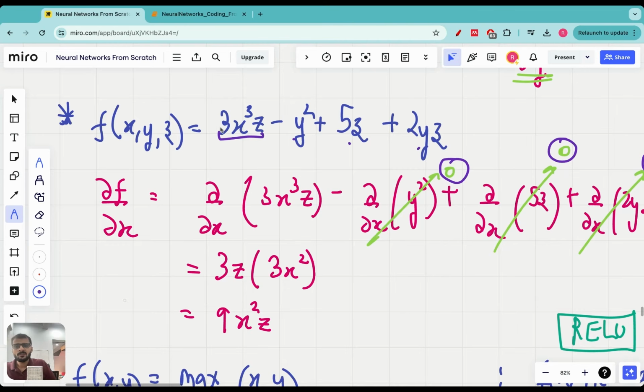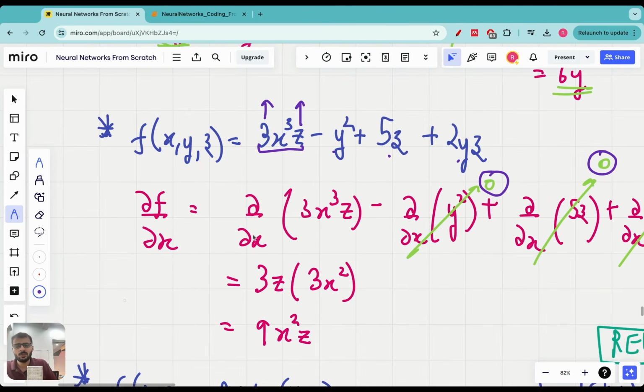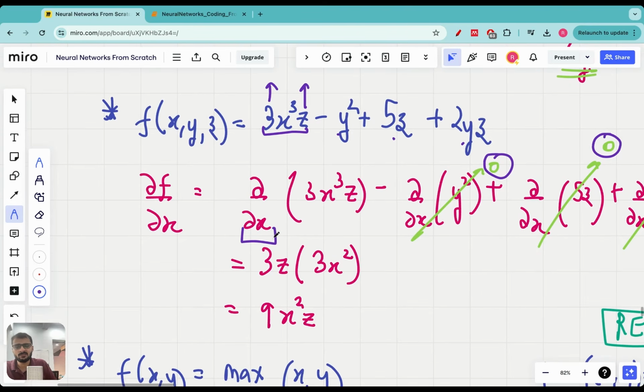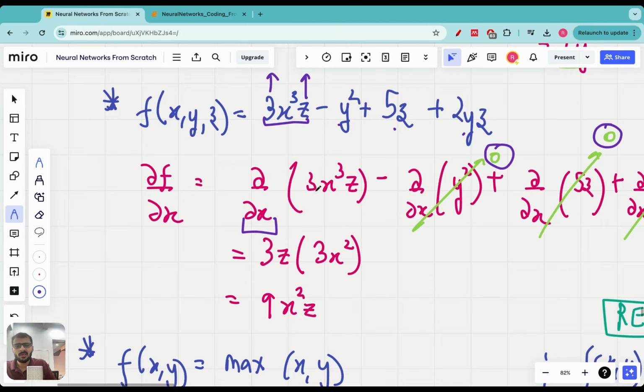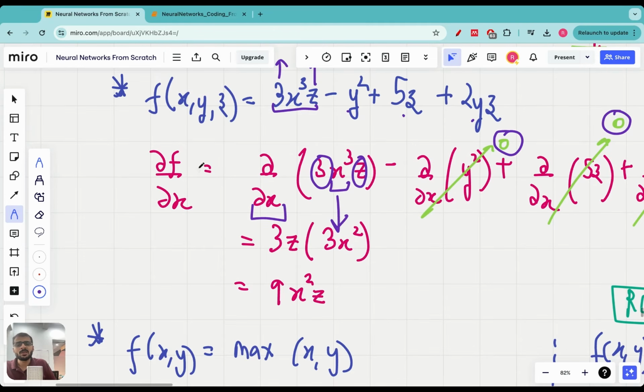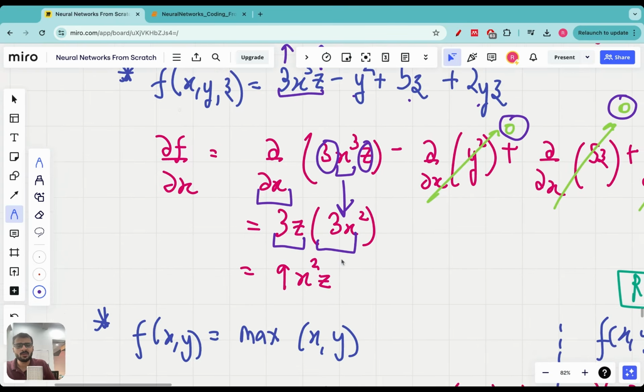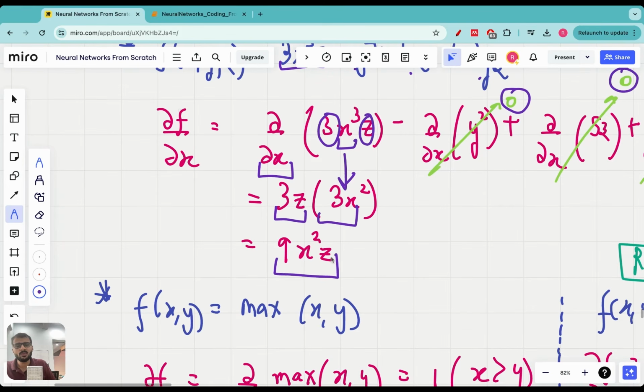In the first term, 3 and z will also be taken as constants because we are taking the partial derivative with respect to x. So when you take the derivative of 3x cube z, 3 and z will be taken as constants, so they'll come out. Then the only thing which remains is the derivative of x cube, and that is 3x square. So the partial derivative of f with respect to x will be 3z into 3x square, which is equal to 9x square z.